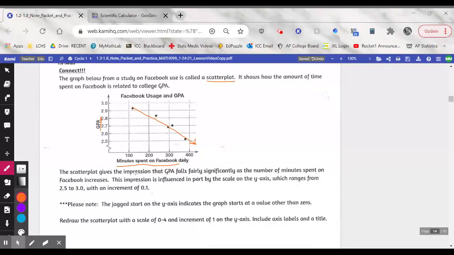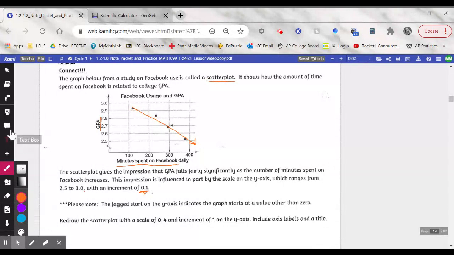So the scatter plot gives the impression that GPA falls fairly significantly as the number of minutes spent on Facebook increases. This impression is influenced in part by the scale on the y-axis, which ranges from 2.5 to 3.0. So it has an increase of 0.1 for the GPA every single dash or tick mark that you see.